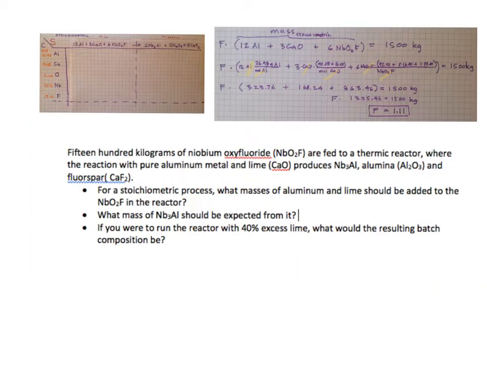Okay, let's go back to the problem and figure out what it was that we wanted to find. Here's a stoichiometric process. What masses of aluminum and lime should be added to the reactor? So we can get that by multiplying this F times this and F times this. And what do we get?